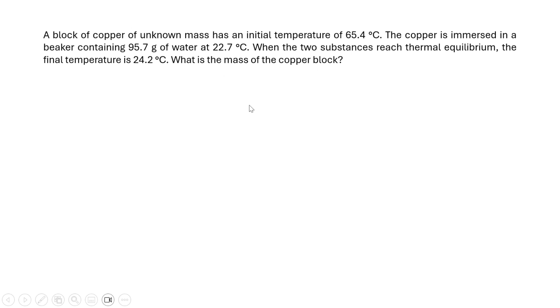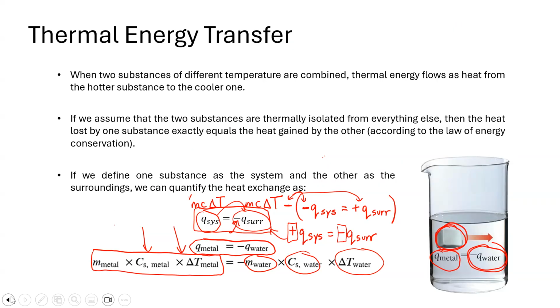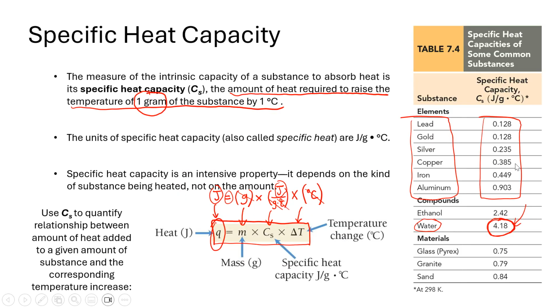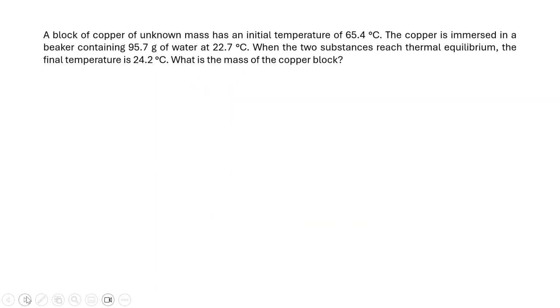So if you do the same setup we did last time, all we're doing is solving for the mass of, in this case, the copper, okay? You would need to get the specific heat of copper, but you can get that from this table. The copper specific heat capacity is 0.385, so you would need to use that number in that problem, okay?